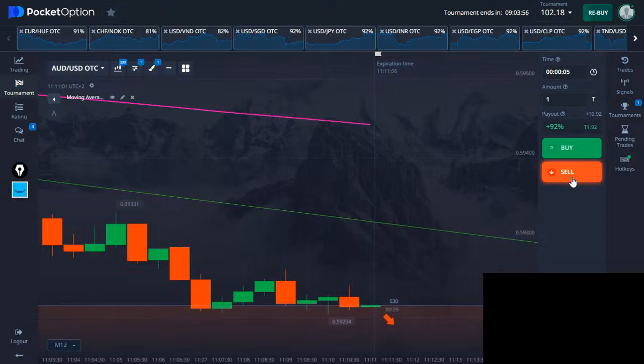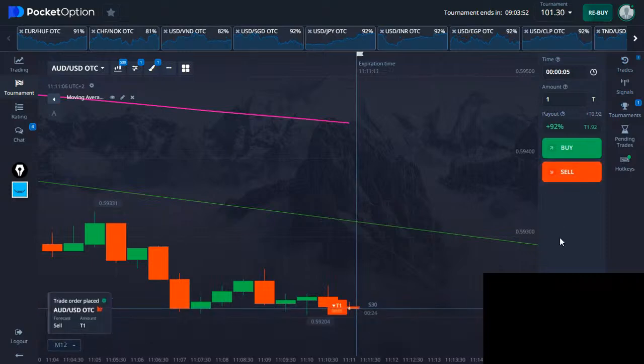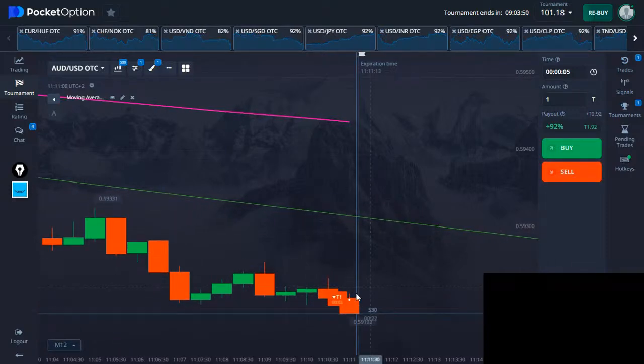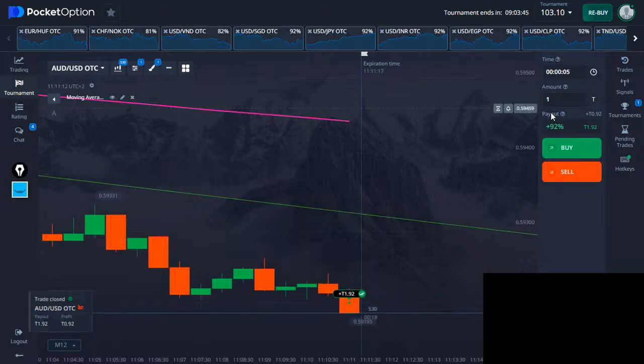Let's see. Give me red. Nope. Yes, it's a red. I'll go for a sell. Beautiful drop. We have a win. So we stick to $1.